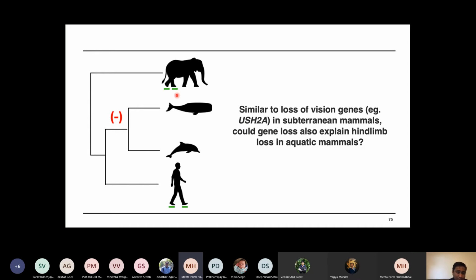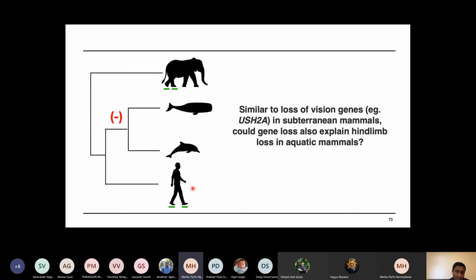For example, most mammals have hind limbs, right? Elephants have hind limbs, humans have hind limbs, cats, dogs, whatever mammals you can think of typically have hind limbs, except that one lineage in mammals has lost the hind limbs. An example of that is dolphins and whales, which don't have hind limbs, as you can see here.